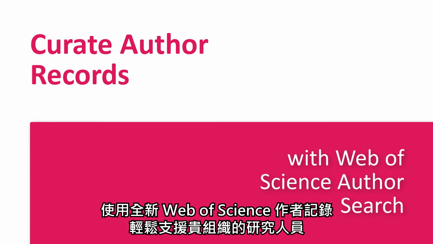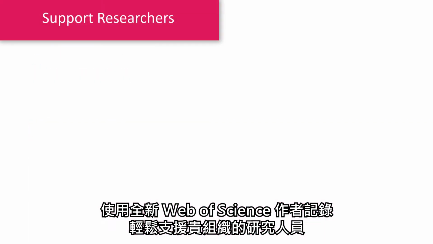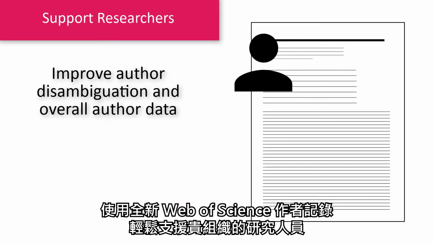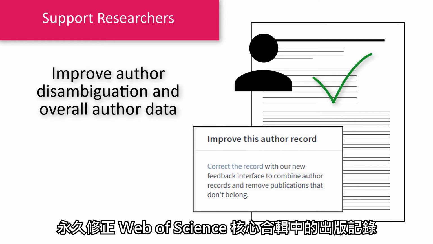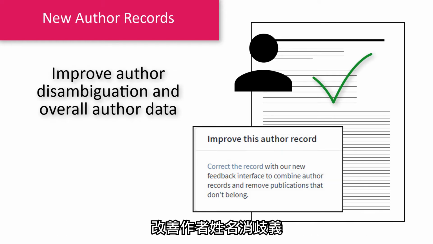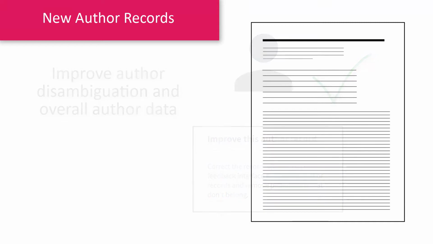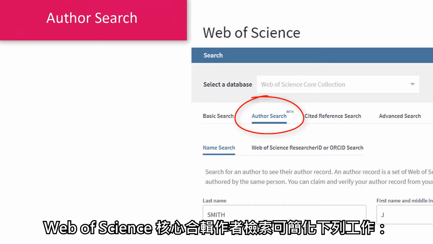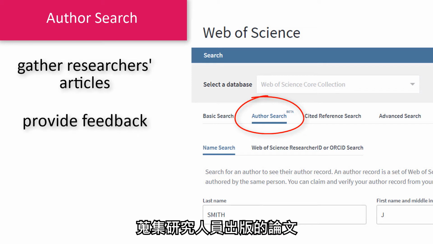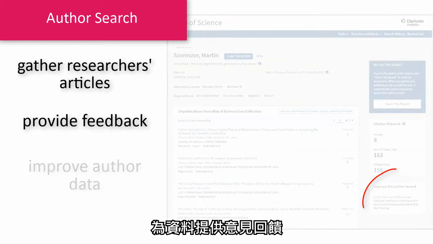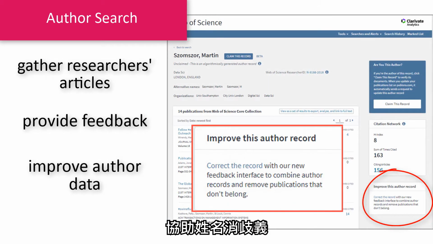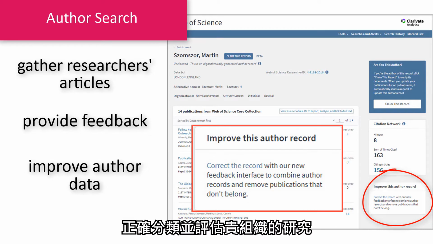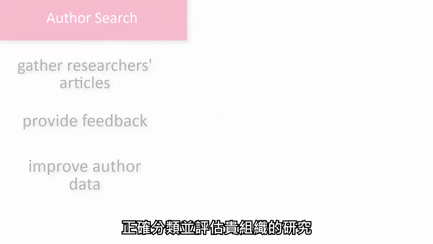Supporting researchers at your organization is now easier with the new Web of Science author record. You can provide feedback that will permanently correct publication records and improve author disambiguation and overall author data quality across Web of Science core collection. Web of Science core collection's author search makes it easy to gather your researchers' published articles and provide data feedback to help disambiguate, properly attribute, and ultimately assess the research for your organization.